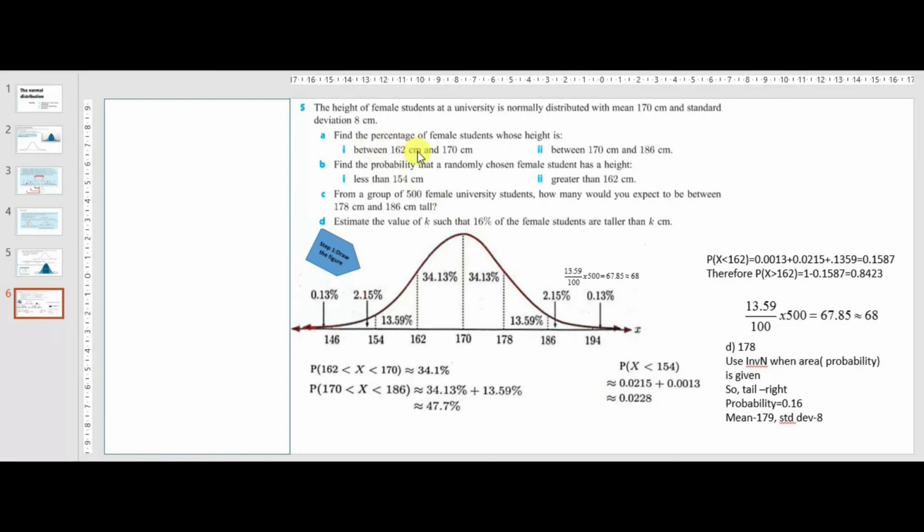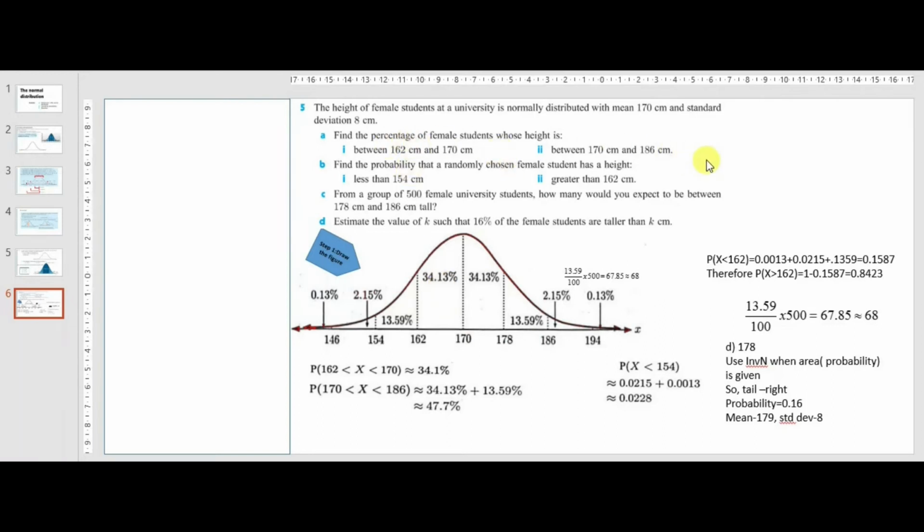And as you can see from the graph, I'm looking for 162 to 170, which is in this area. And this is how we write it actually. Probability of x being greater than 162 and less than 170 is 34.1%. So we're talking about if this is a 100% curve, that's what it represents. If we add all these values, you'll get it as 100%. So 34.13% of the students will qualify under this condition.